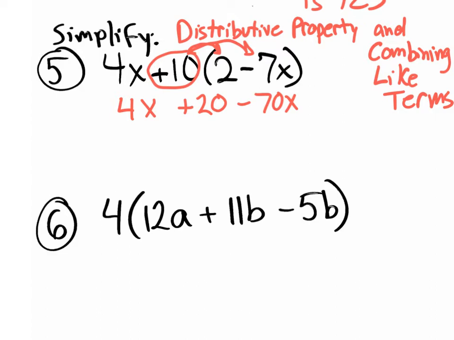Out of those three terms, I could combine the x's with the x's. Now notice that this is not an equation. I'm not adding 70x to get rid of the minus 70x. It's not an equation. I'm just combining these like terms in my head. So I have $4, I owe somebody $70. How do I end up? Still owe them 66 of those dollars, in this case x's.